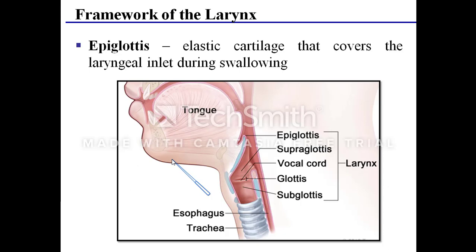The framework of the larynx also includes the epiglottis. The epiglottis is made up of elastic cartilage, whereas the previous ones we discussed are made up of hyaline cartilage. This epiglottis covers the larynx during swallowing, so it controls the opening and closing mechanism of the larynx. Whenever food is passing or whenever we are drinking, the opening of the larynx, which is called the glottis, is closed by the epiglottis.